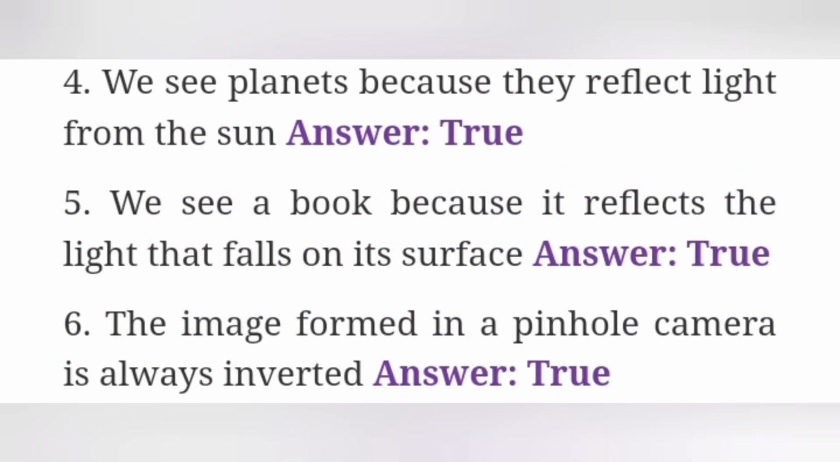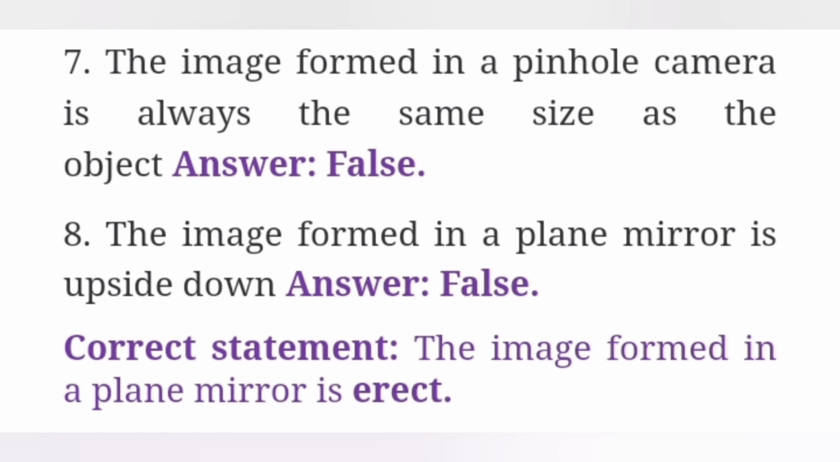Fourth one, we see planets because they reflect light from the sun. The statement is true. Fifth one, we see a book because it reflects the light that falls on its surface. True. Sixth one, the image formed in a pinhole camera is always inverted. True. Seventh one, the image formed in a pinhole camera is always the same size as the object. The statement is false. Eighth one, the image formed in a plane mirror is upside down. False. The correct statement: the image formed in a plane mirror is erect.